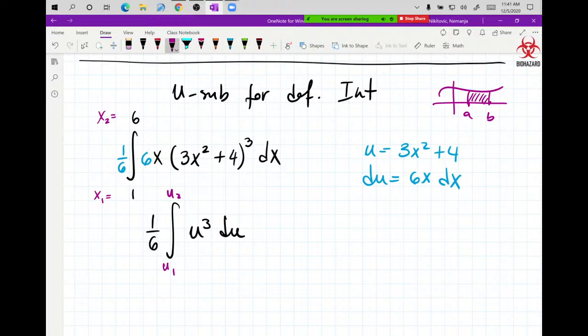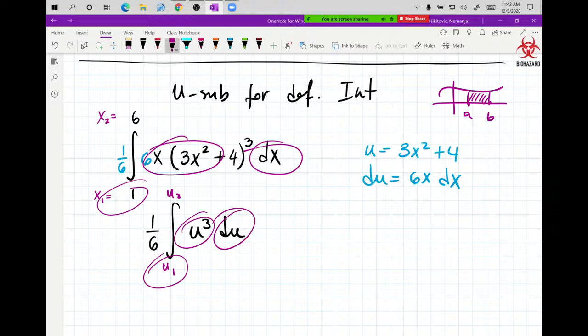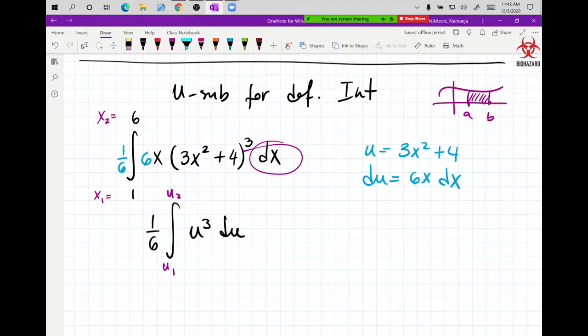Because when you are in x domain, it has to be x, x, x. When you are in a u domain, it better be u, u, u. You can't have mixtures of them. So you can't transform your integral to u domain and leave your limits to be in x domain. That's not possible. You can't decouple things like that.